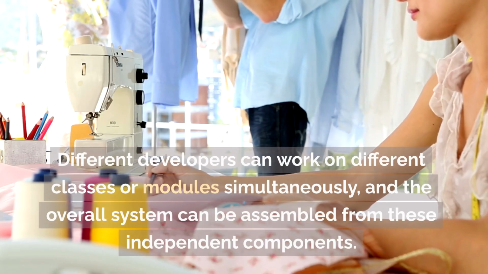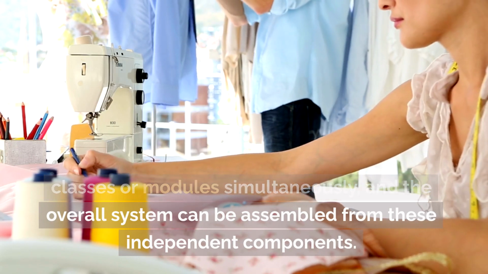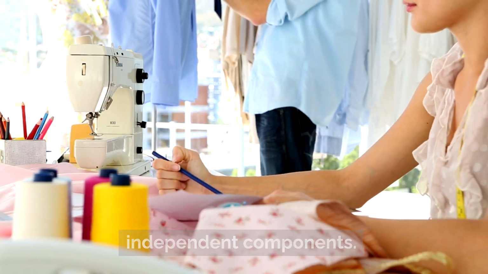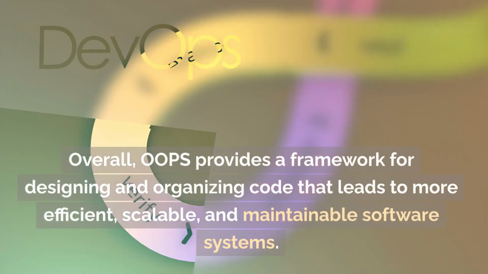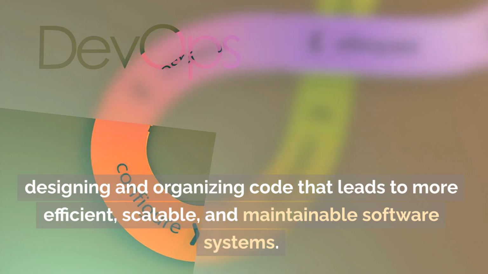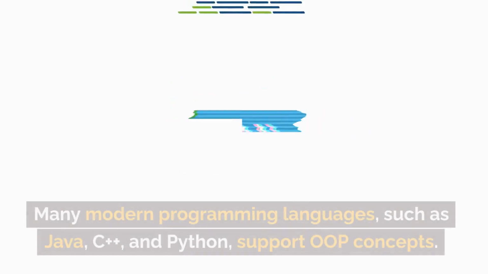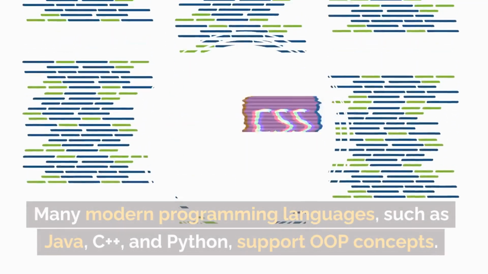Collaboration. OOPS promotes collaboration among developers. Different developers can work on different classes or modules simultaneously, and the overall system can be assembled from these independent components. Overall, OOPS provides a framework for designing and organizing code that leads to more efficient, scalable, and maintainable software systems. Many modern programming languages, such as Java, C++, and Python, support OOPS concepts.